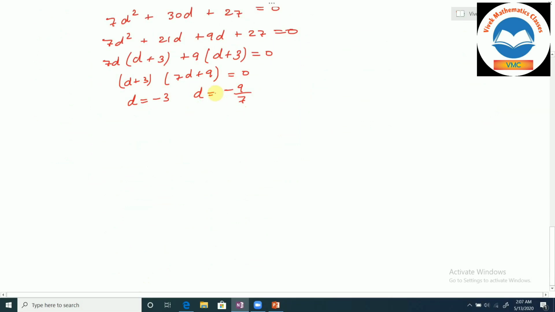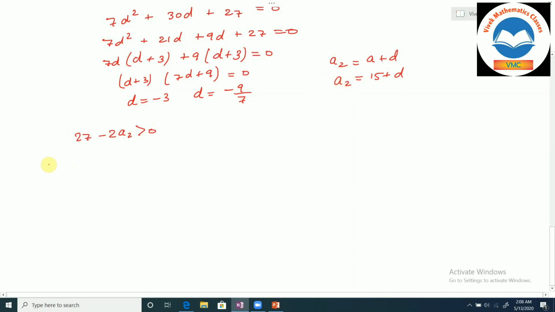Now, but here they have given one condition. They have given 27 minus 2a2. 27 minus 2a2 should be positive. What will be the a2 value? a2 value will be a plus d. A value we know, 15, plus d value. Let's check for this. 15 plus d, this will be your a2.